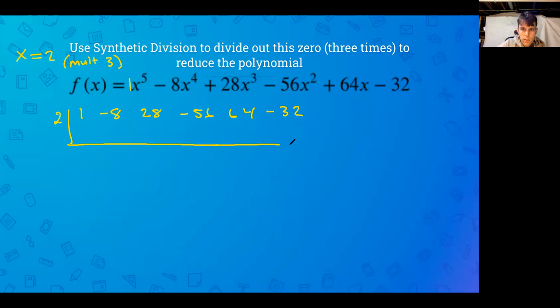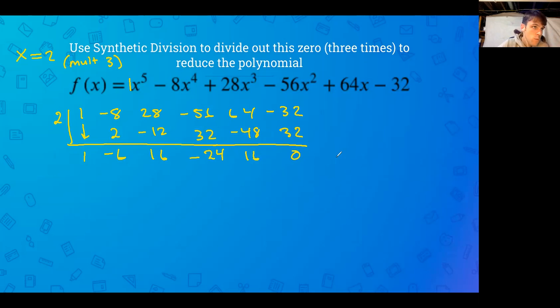Didn't even give myself enough space. All right. Take our time with this. Make sure we don't make any mistakes. 2 times 1 is 2. Negative 8 plus 2. 2 times negative 6. Add those together. 2 times 16. It's going to be negative 24. That's going to be negative 48. 16. 2 times 16 is 32. Cool. 32, negative 2. Right.